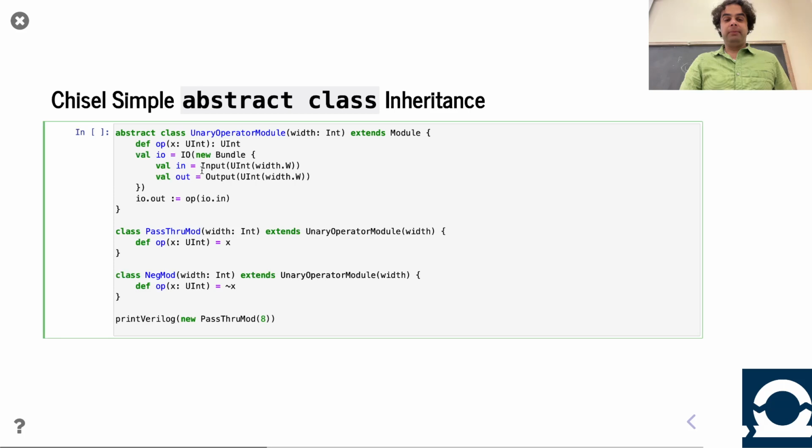Our IO, of course, is going to be input coming in, output going out, of the width. And then we simply apply this operation there. So notice how it's an abstract class. We don't even say what op is going to be.